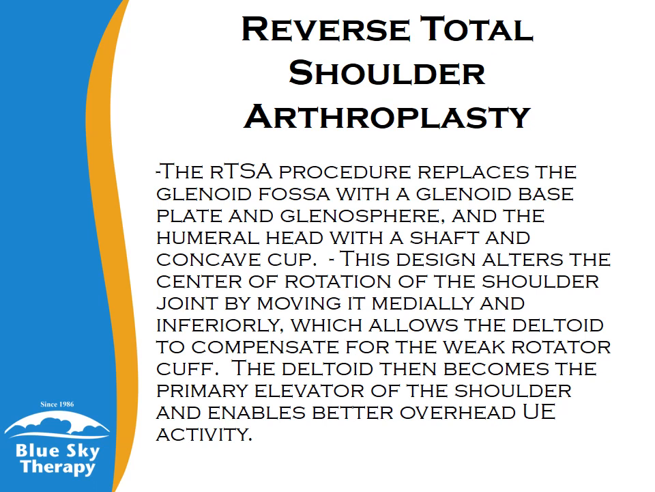The reverse procedure replaces the glenoid fossa with a glenoid base plate and glenosphere, and the humeral head with a shaft and a concave cup. This design alters the center of rotation of the shoulder joint by moving it medially and inferiorly, which allows the deltoid to compensate for the weak rotator cuff muscle. The deltoid then becomes the primary elevator of the shoulder and enables better overhead upper extremity activity.